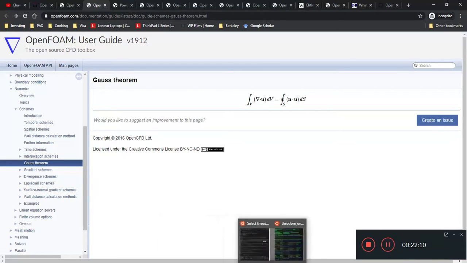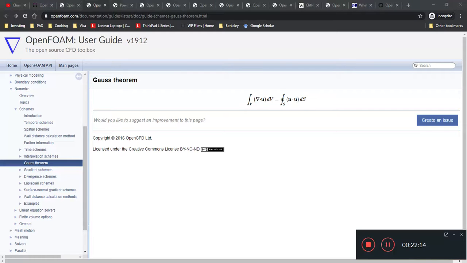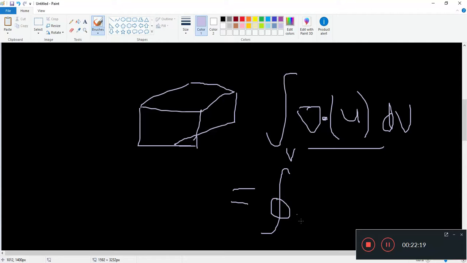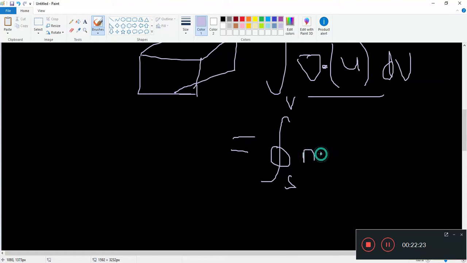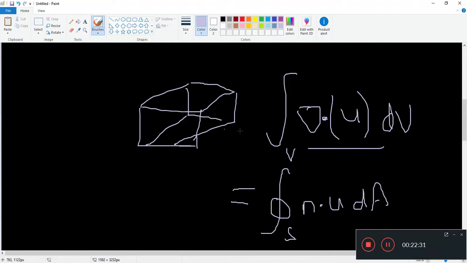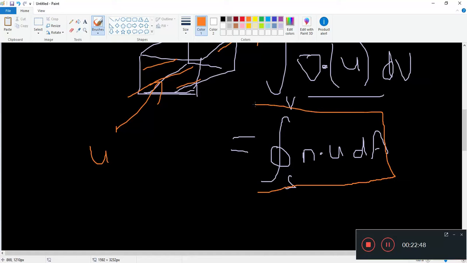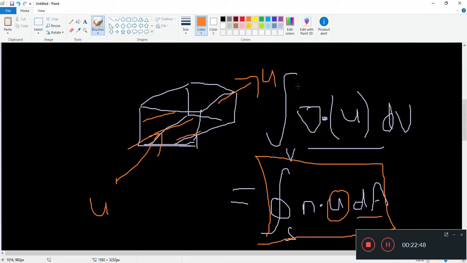So I'll go back here. This will be the surface integral of n dot u dA. So what is this saying? It's saying that if I integrate the divergence over all the volume here, it is the sum of the net flux actually entering and exiting. You have to sum up the flow of u through every single surface. So divergence, if you integrate it across the whole volume, means you sum up the fluxes of whatever you're diverging across all the surfaces.